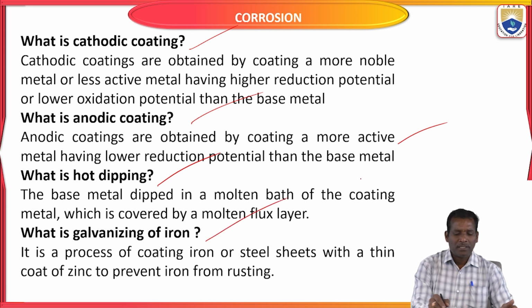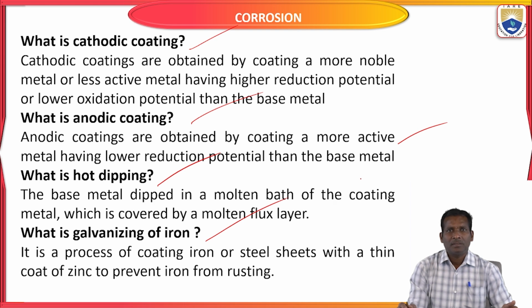So, what is galvanizing of iron? It is a process of coating iron or steel sheets with a thin coat of zinc to prevent iron from rusting. This process is called galvanizing of iron, coating iron or steel sheets with a thin coating of zinc.